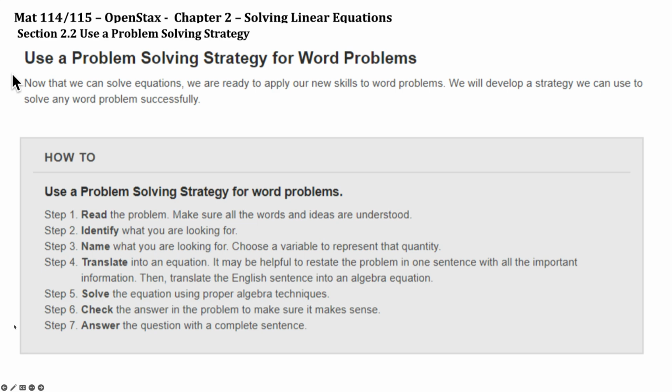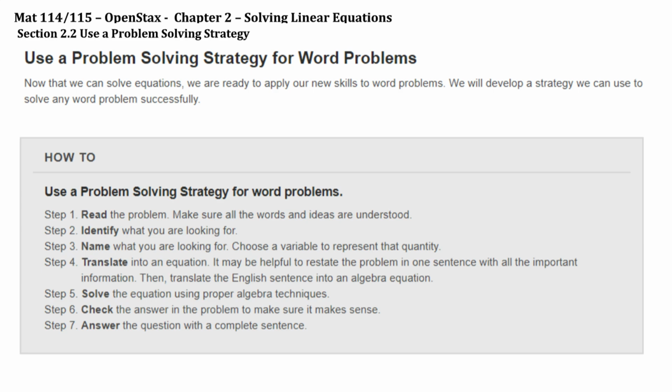2.2, where we're going to start solving word problems that we have to create an equation first. So, the how-tos, if you will. Read the problem, make sure all the words and ideas are understood. Identify what you are looking for. Traditionally, this is where your question mark is. Name what you are looking for. Choose a variable to represent that quantity. I always like to use the first initial of whatever I'm trying to find.